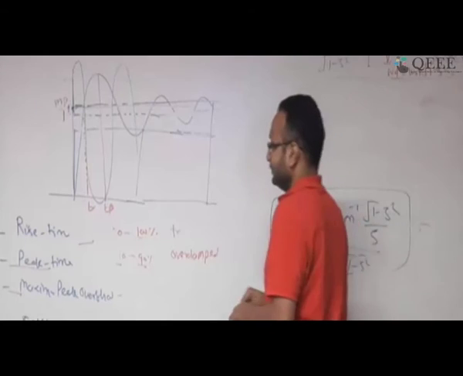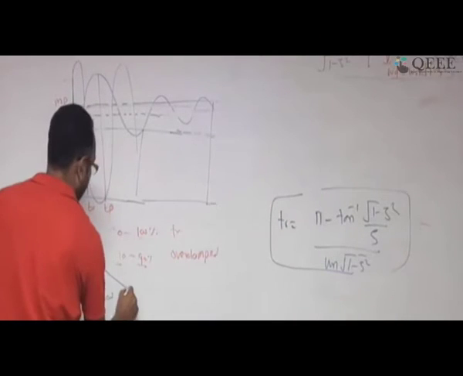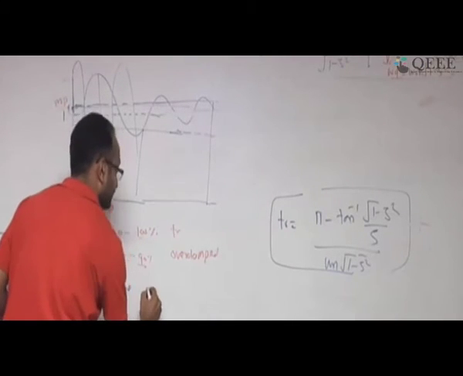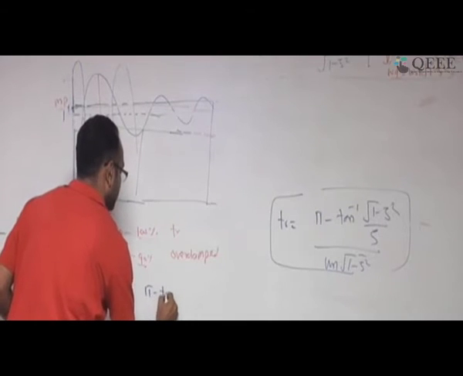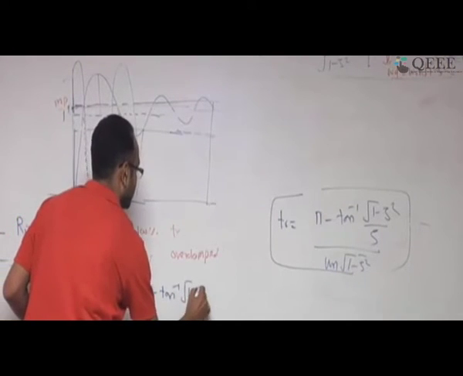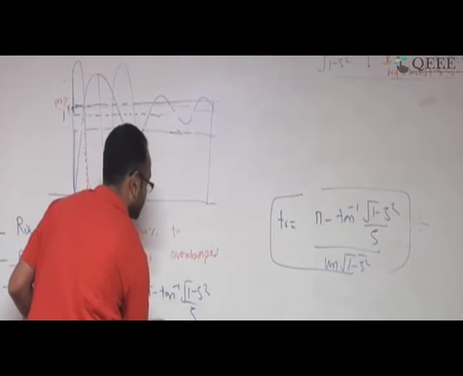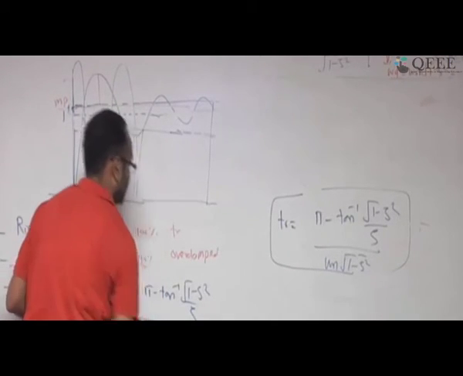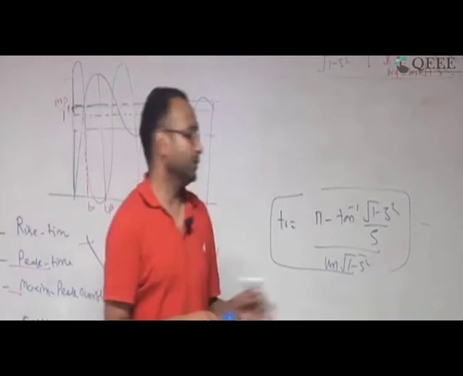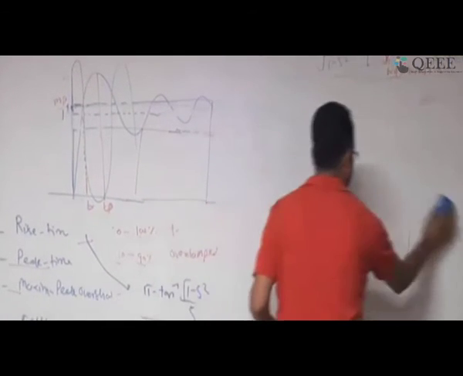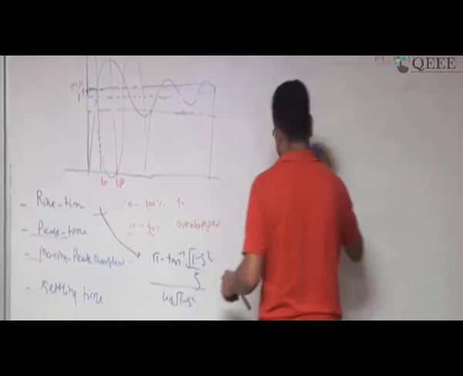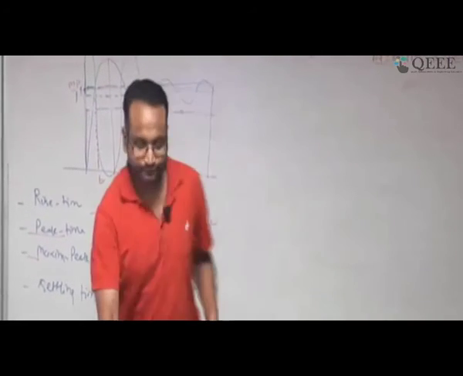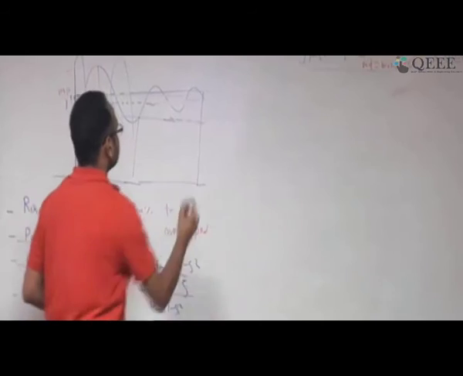Please note down the relation of the rise time. I am writing it here: pi minus tan inverse of root of 1 minus zeta square by zeta, divided by omega n root of 1 minus zeta square. It is written in my handout also. You can look at this relation, which I have provided. Okay. Next is peak time.